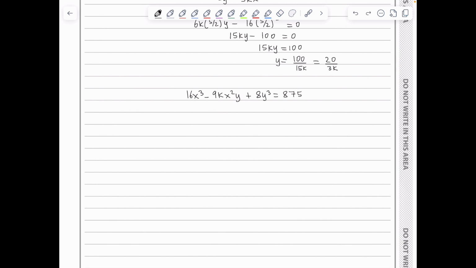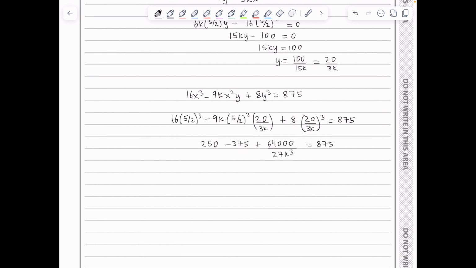Additionally, we've got the equation of the curve, 16x cubed minus 9kx squared y plus 8y cubed is 875. So I'll be substituting x with the value of 5/2, so 16 times (5/2) cubed minus 9k times (5/2) squared. In the place of y, I'm putting 20/3k, plus 8 times (20/3k) cubed is equal to 875. Let's simplify things. We've got 250 minus 375 plus 64,000/27k cubed being equal to 875.